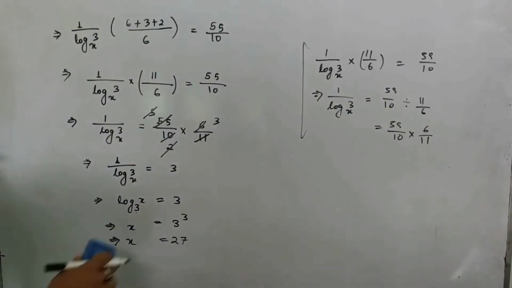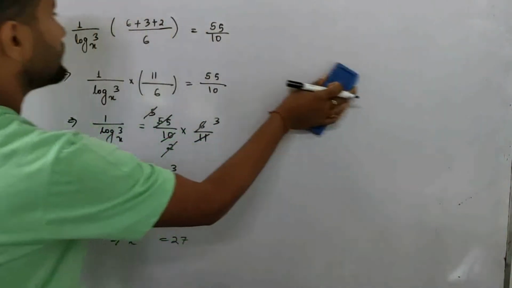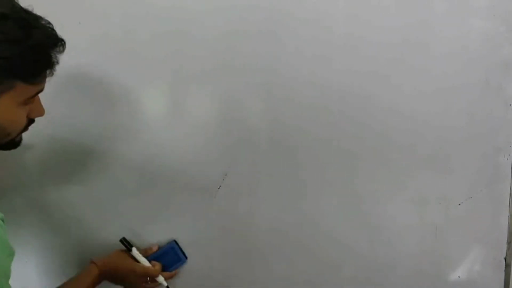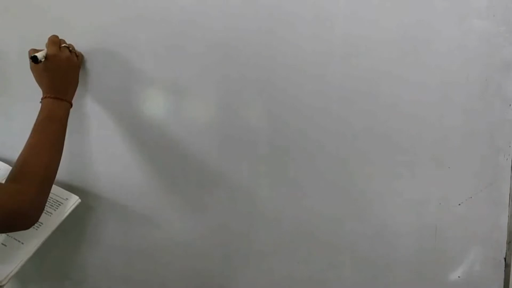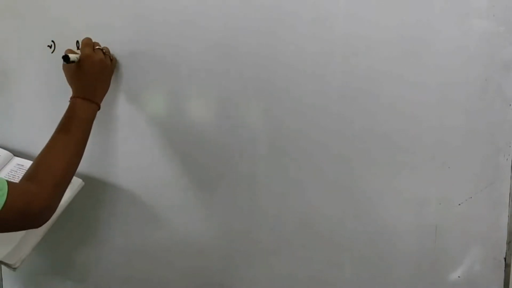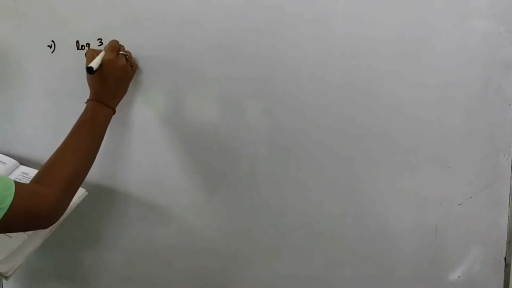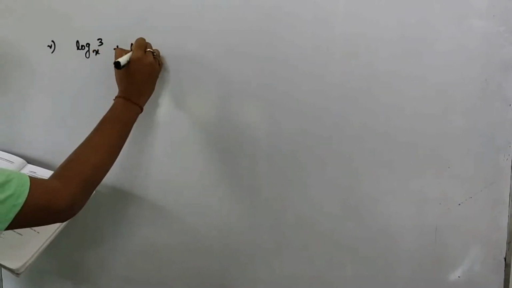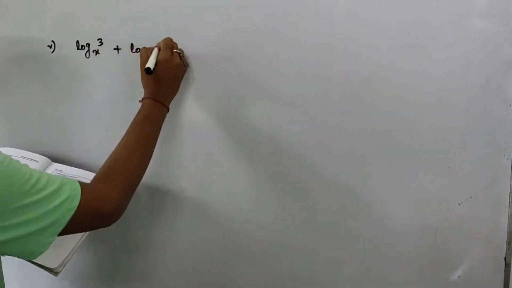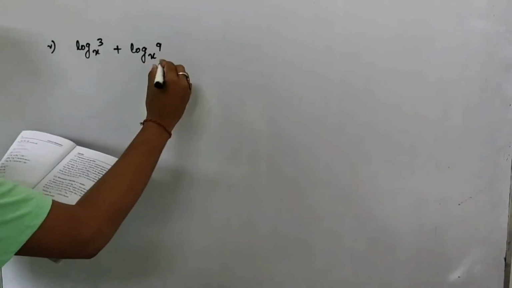Now let us see question number 5. Question number 5. Log. This is also a simple question. See, 3 is there, 9 is there, 729 is there. This one is more simple actually. Why I am telling you? Why this is more simple? Because we no need to do change of base over here, okay?